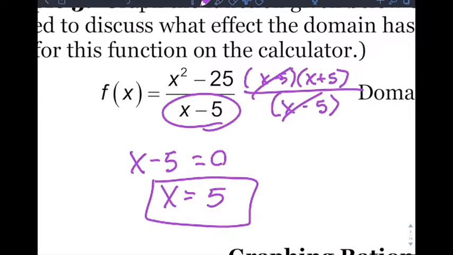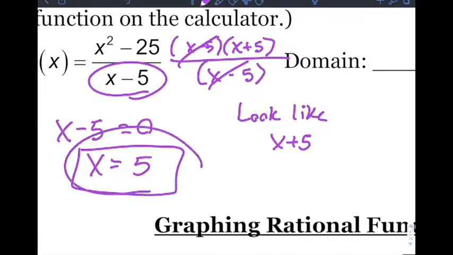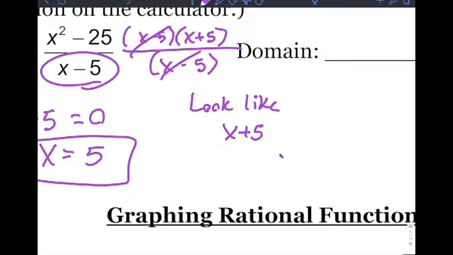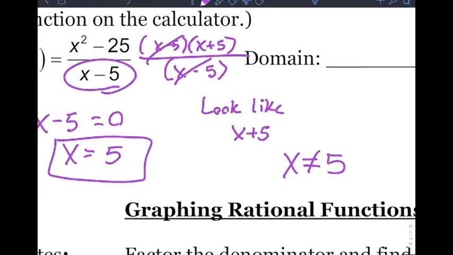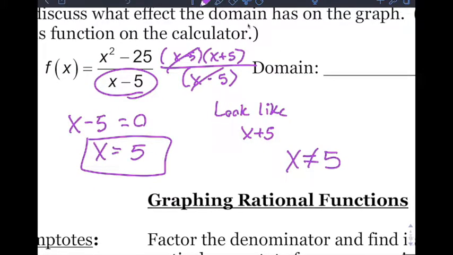So this graph is going to look like the graph of x plus 5. There's just something weird going on here because of the denominator. So we're going to say it looks like x plus 5, but x cannot equal positive 5 right here. We'll see what that looks like here in a graph.